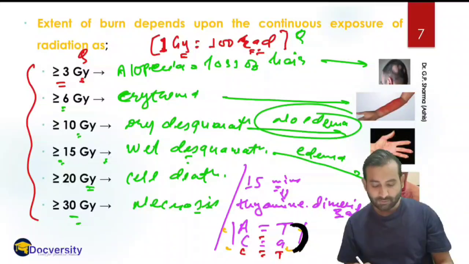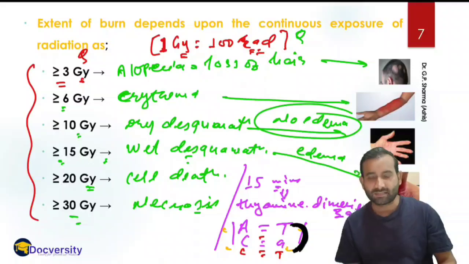So if we expose these to radiation for more than 15 minutes, then what happens? Thymine dimerization. Please remember, this is a question in the exam. This thymine dimerization produces the inability of DNA replication. Inability of DNA replication means the cell cannot undergo division, right?